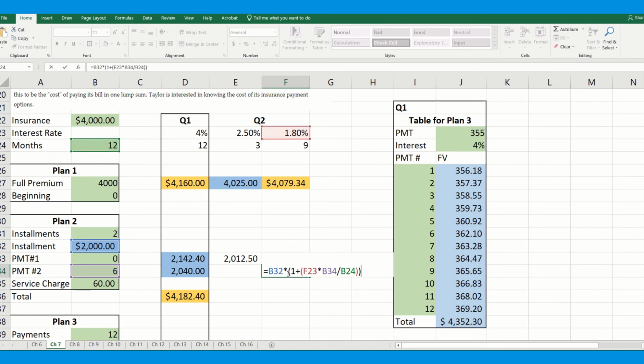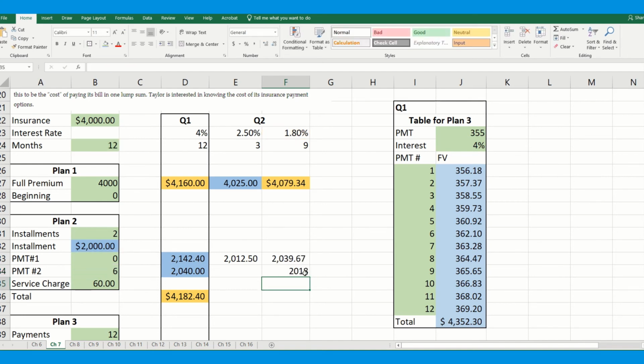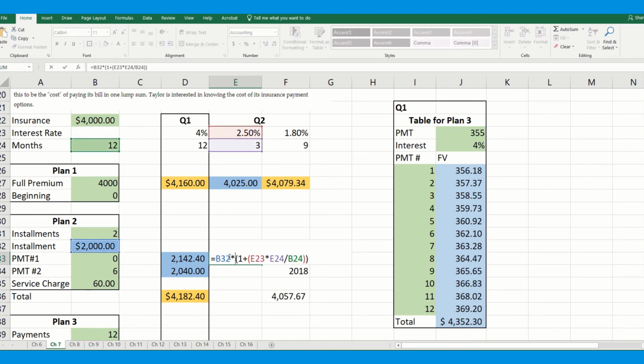So our second installment will grow to become $2,018. And what that's done is it says that the $2,000 grew at 1.8%, which is very little, and it grew that way for 6 months. So our total equals this plus this, which is $4,057, but I did make a mistake here and I forgot the $60 surcharge. Okay, so I'm just going to fix that. I'll double click and show you what I'm going to do.